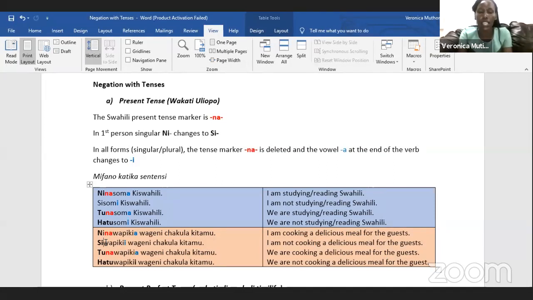You can see the translation at the right side. When you put this sentence, ninawapikia wageni chakula, in plural, it will be tunawapikia wageni chakula kitamu.